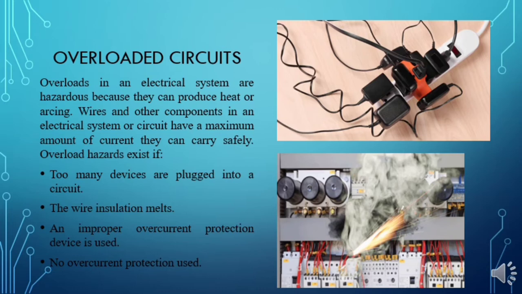The second one is overloaded circuits. Overloads in an electrical system are hazardous because they can produce heat or arcing. Wires and other components in an electrical system or circuit have a maximum amount of current that they can carry safely. An overload hazard exists if: one, too many devices are plugged into a circuit; two, the wire insulation melts; three, any improper overcurrent protection device is used; and lastly, no overcurrent protection is used.